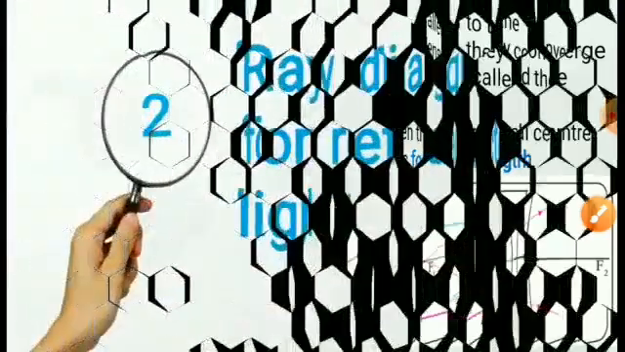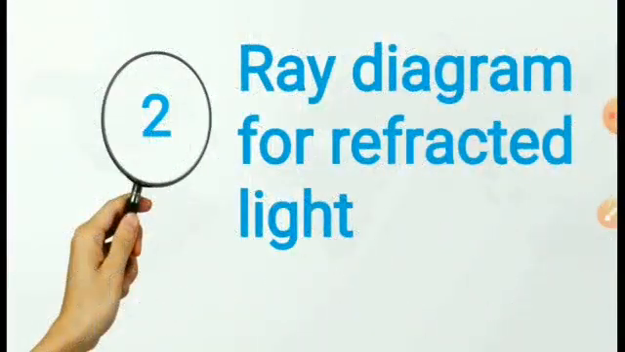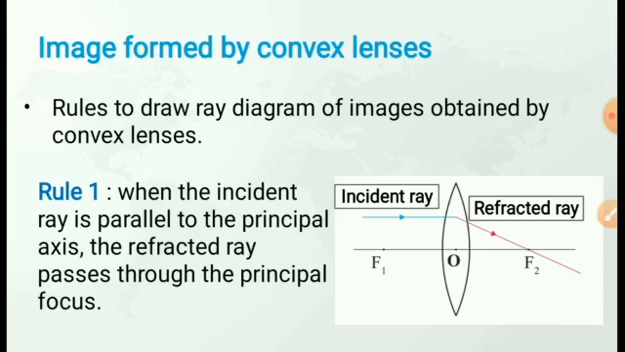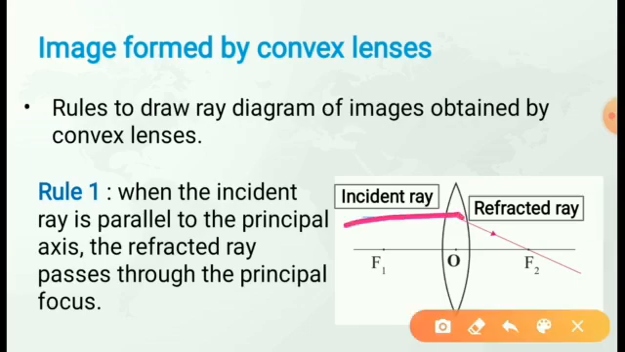Now let us study the ray diagram for refracted light. Image formed by convex lens. Rules to draw ray diagram of images formed by convex lens. Rule 1. When the incident ray is parallel to the principal axis, the refracted ray passes through the principal focus. You can see here in this diagram, the incident ray is parallel and the refracted ray passes through the focus.